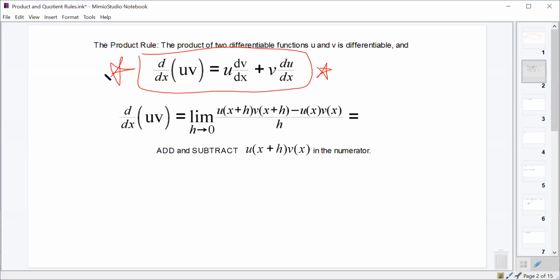If I were to try to find the derivative of something that I don't know how to find the derivative of, the way we've been doing those is by using a difference quotient, right? We write out the limit as h approaches 0 of u of x plus h v of x plus h minus u of x v of x all over h. Okay, would you agree that this is the difference quotient for two functions multiplied together, u times v? Yeah.